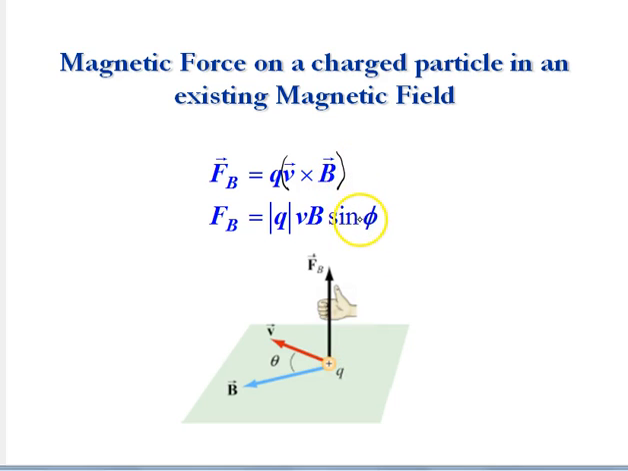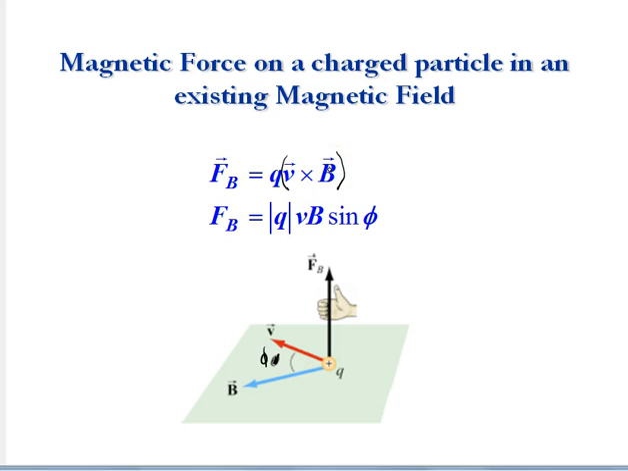Our magnitude formula: the cross product yields a sine phi, where in this case our phi is labeled here as theta, so we'll change that to phi. Our phi is the short angle between the velocity vector and the magnetic field vector. When we're just finding the magnitude of the magnetic force, we use the absolute value of the charge, the speed times the magnitude of the magnetic field, and the sine of the angle between them. So how do we determine the direction?